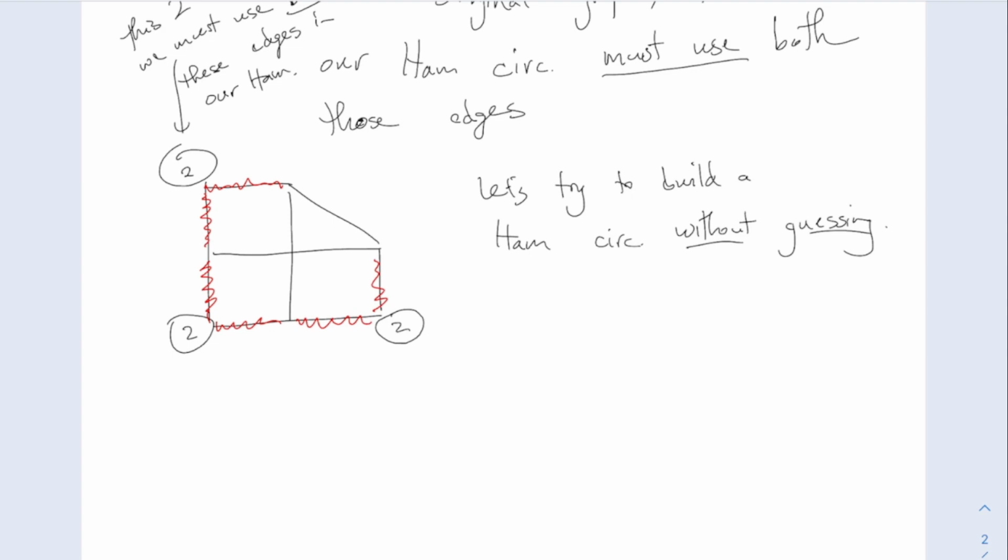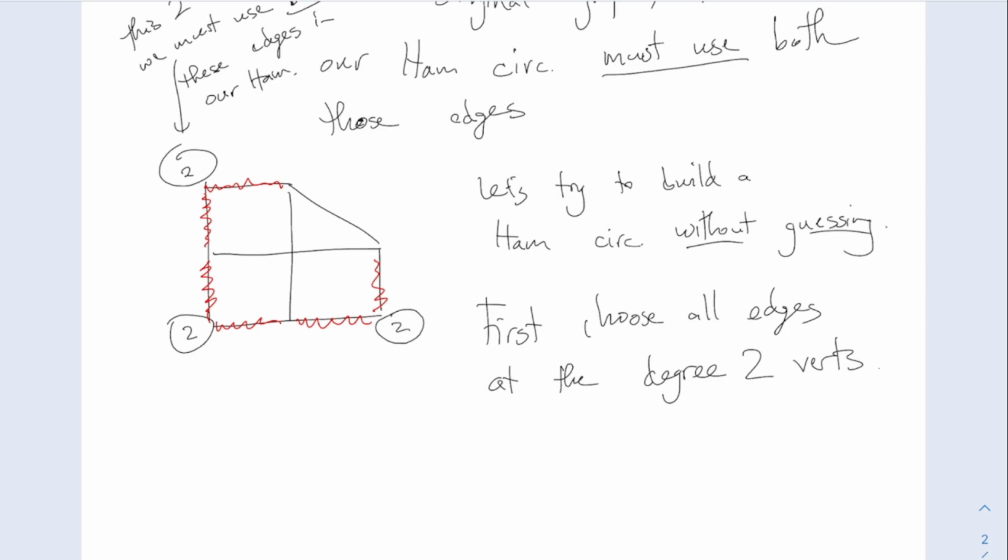So I want to try to build a Hamilton circuit without guessing. I would say, first of all, choose all edges at the degree 2s. That's what I just did. Choose all edges at the degree 2 vertices. I don't know if it seems very simple what I'm saying right now.